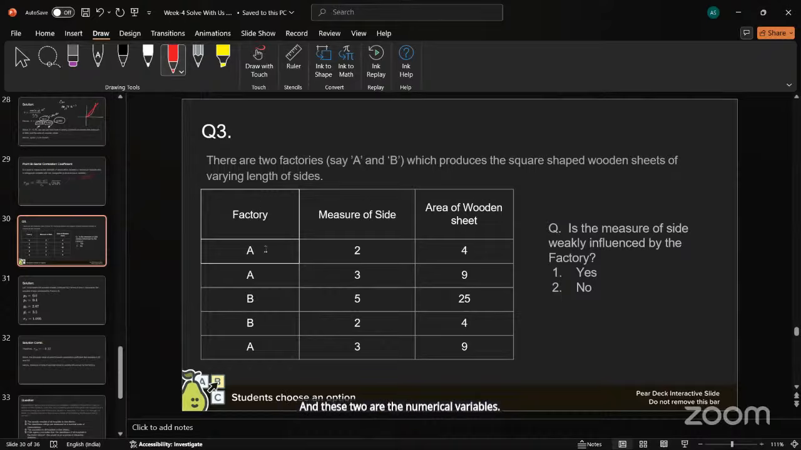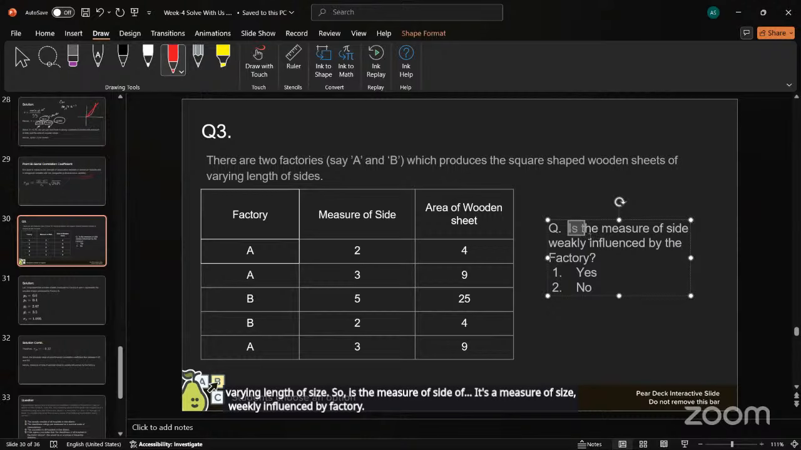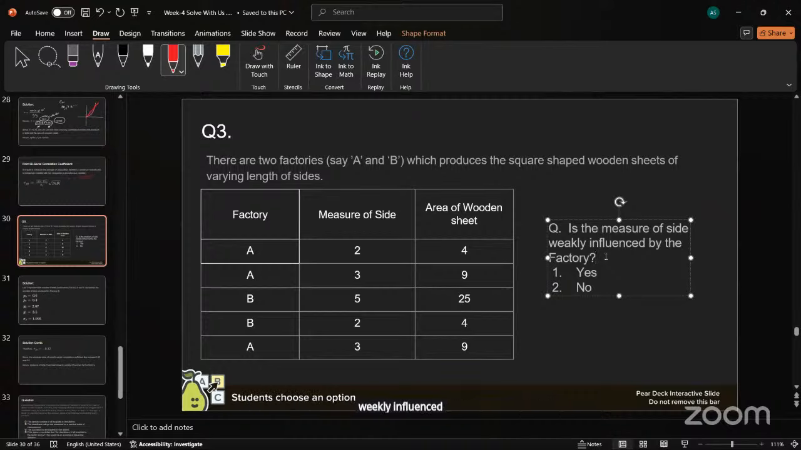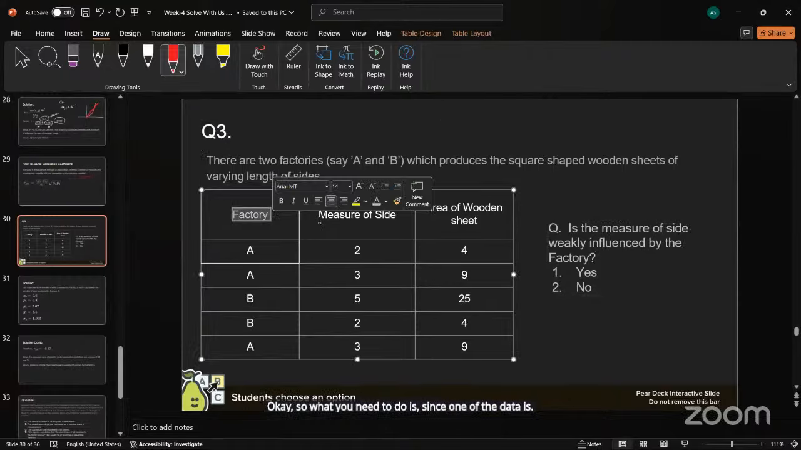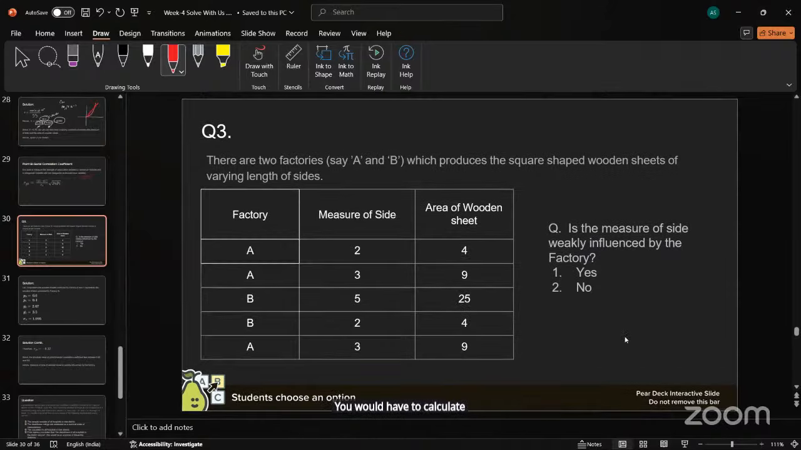So there are two factories A and B which produce square-shaped wooden sheets of varying length of sides. Is the measure of side weakly influenced by factory? What is it asking? That is, is there some association between them? Since one of the data is categorical and the measure of side is numerical, you will have to calculate the point biserial coefficient.